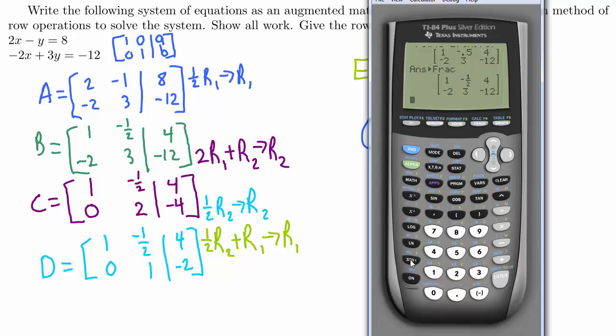Now we want to store this, so I'm going to click STO, and then go back into matrix, and do it of matrix B. So go down 1 and click enter, and then enter one more time, and it's now in matrix B. Next, we want to do the 2R1 plus R2.